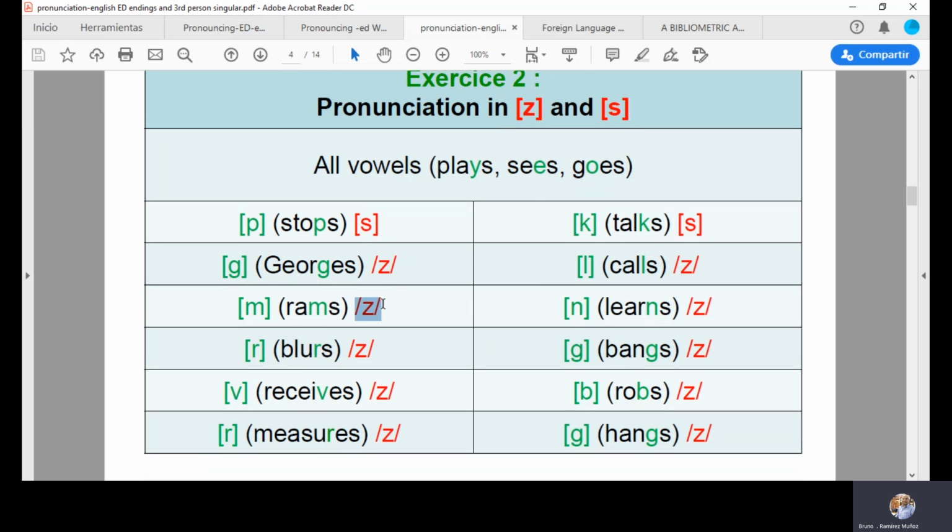So basically, you need to pay close attention to the final consonant sound in the verb to know whether you have to add a voiceless s, a voiced z, or an extra syllable as in iz. I would say, like in this one, George, George's, right? George ends in a sibilant, and then we need to add an extra syllable. This is wrong. Okay, it should be George's.